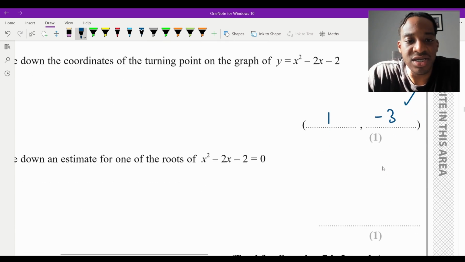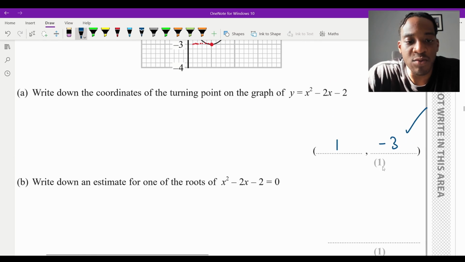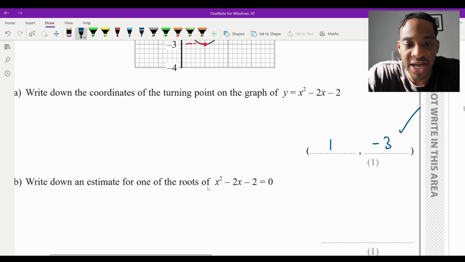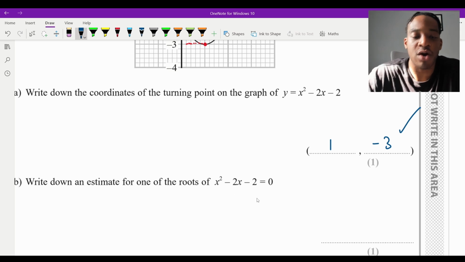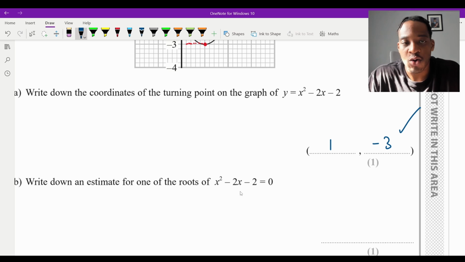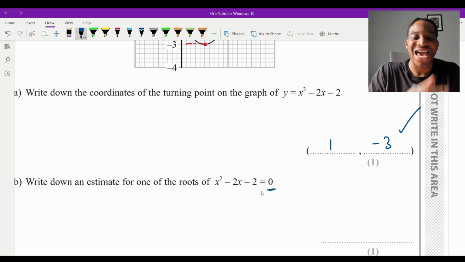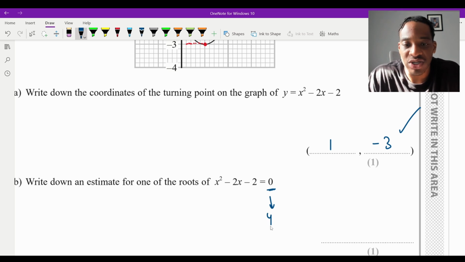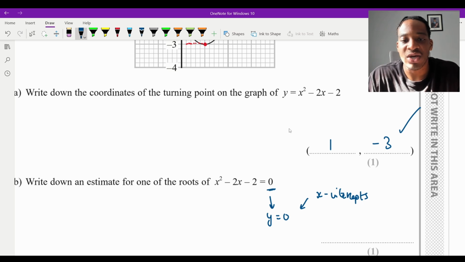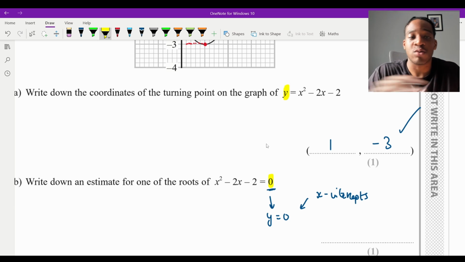And then part B says, write down an estimate for one of the roots of x squared minus 2x minus 2 is equal to 0. Now, whenever you see roots and you've got an equation equal to 0, that means you're just figuring out where the graph intersects the x-axis, because essentially y is equal to 0 here. So another way of saying this is just the x-intercepts. And as well as that, remember, if your graph is y equals something and it's now equal to 0, you can deduce that y must be equal to 0, which again is where the x-intercepts are.